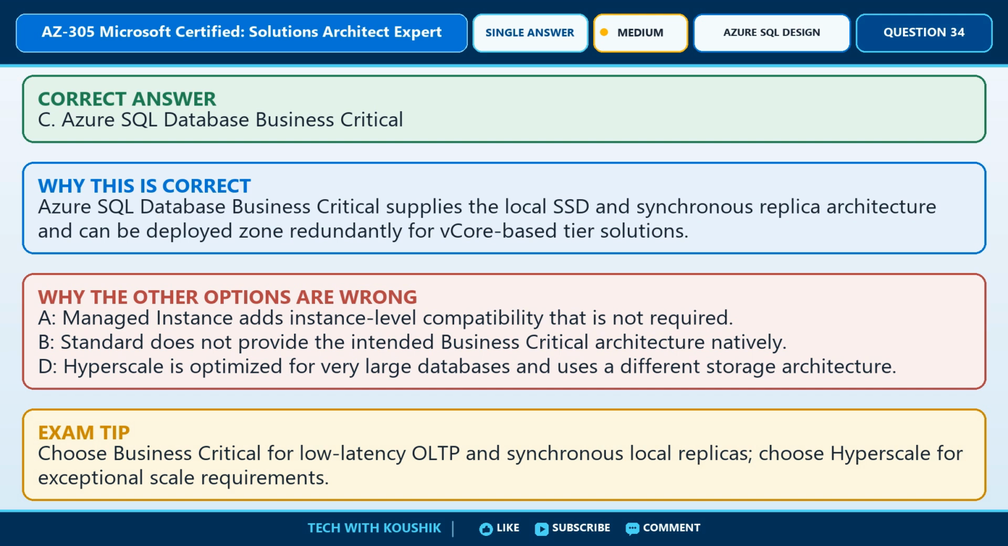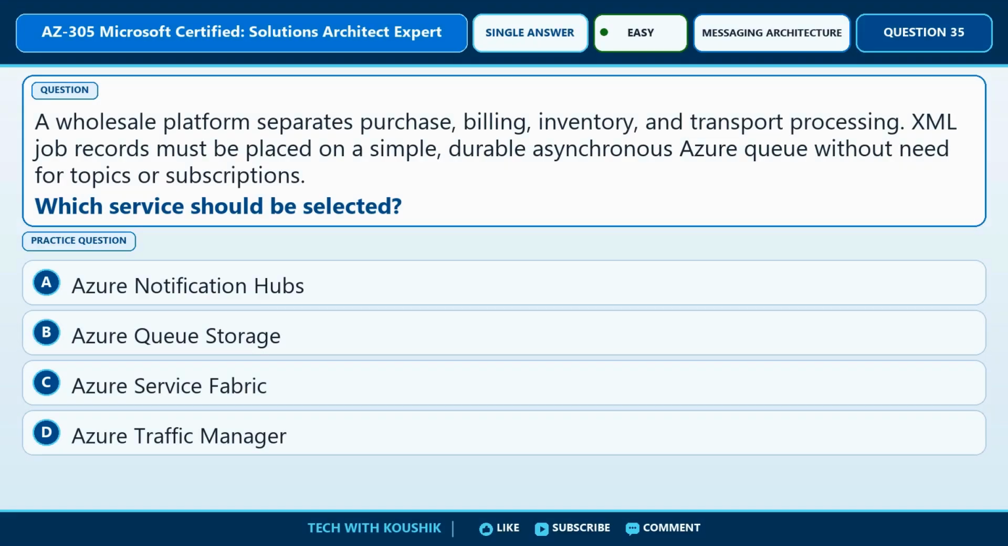Now consider why the remaining options are unsuitable. A. Managed instance adds instance-level compatibility that is not required. B. Standard does not provide the intended business-critical architecture natively. D. Hyperscale is optimized for very large databases and uses a different storage architecture. Choose business-critical for low-latency OLTP and synchronous local replicas. Choose hyperscale for exceptional scale requirements. Let us work through question number 35.